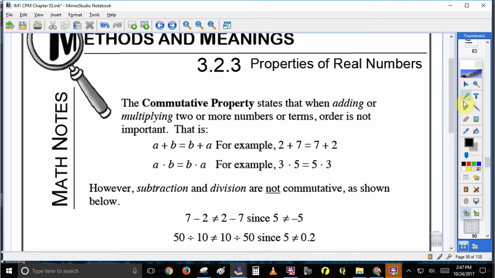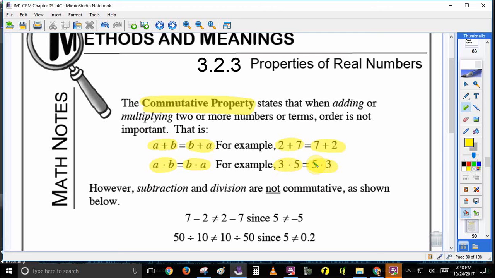First thing we're going to look at is the commutative property. Commutative sounds a lot like commuter, and there's a reason for that. They both have to do with moving things around. It states that when adding or multiplying two or more numbers or terms, order is not important. So A plus B is the same thing as B plus A. Or A times B is the same thing as B times A. For example, 2 plus 7 is the same thing as 7 plus 2. And 3 times 5 is the same thing as 5 times 3.